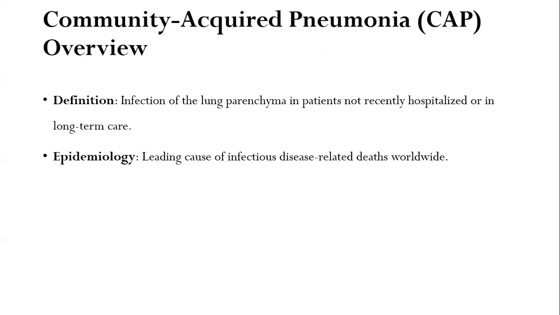Now, coming to something known as community acquired pneumonia. Community acquired pneumonia means infection of the lung parenchyma in patients not recently hospitalized or in long term care. Basically, it means infection of the lung or consolidation of the lung in those patients who have not been hospitalized. There are various types of pneumonia like hospital associated pneumonia and ventilator associated pneumonia. The most common type is community acquired pneumonia, which occurs in those individuals who have not been recently hospitalized. It is the leading cause of infectious disease related deaths worldwide.